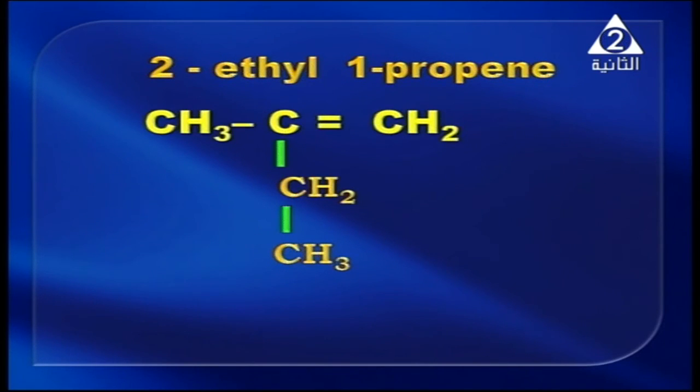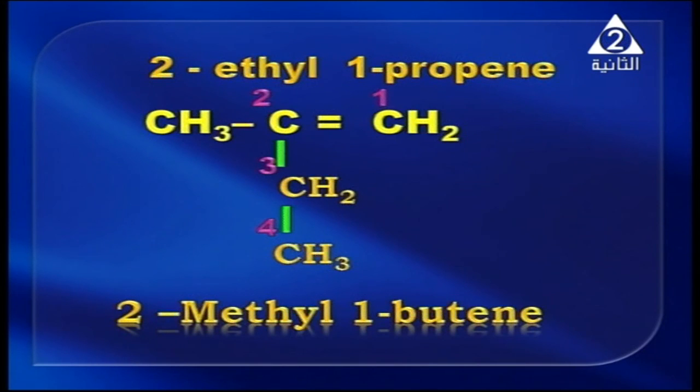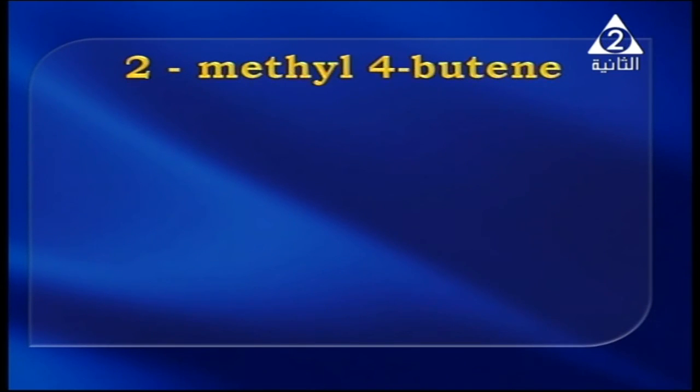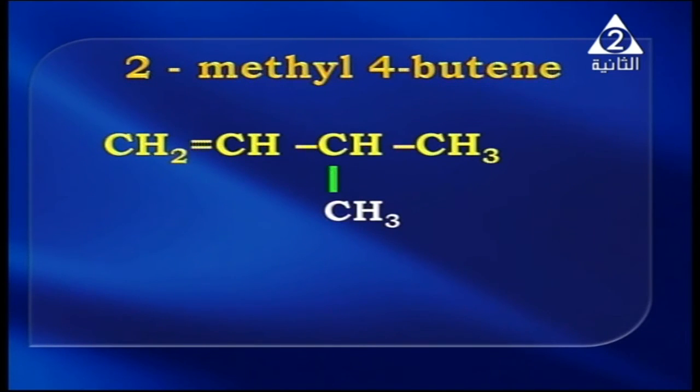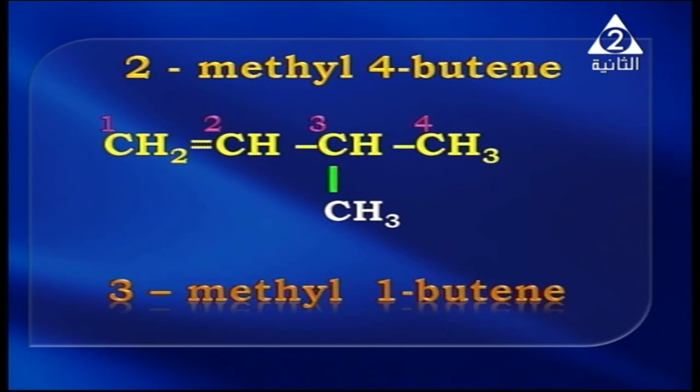If you draw this molecule and start numbering carbon atoms from the double bond and take the longest chain, it will be 2-methyl-1-butene. Next example, 2-methyl-4-butene. If you draw this molecule and start numbering the carbon atoms of the longest continuous chain, its name will be 3-methyl-1-butene.